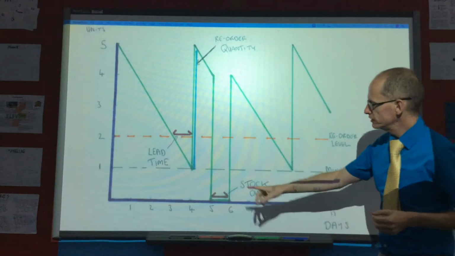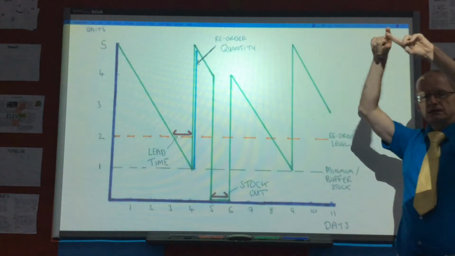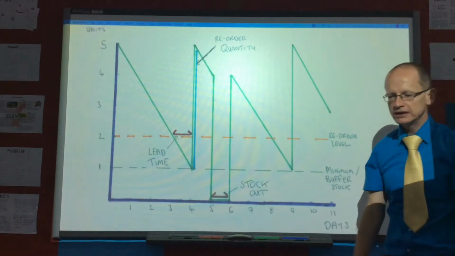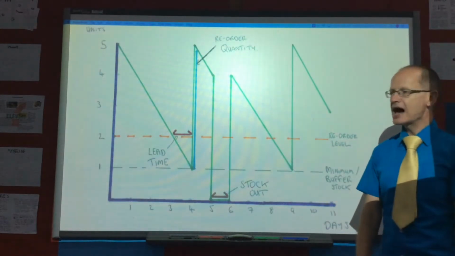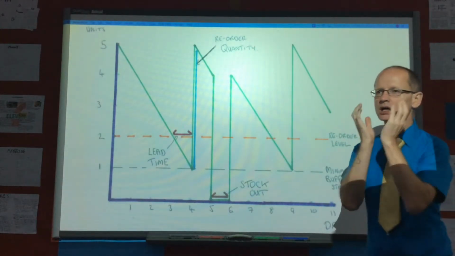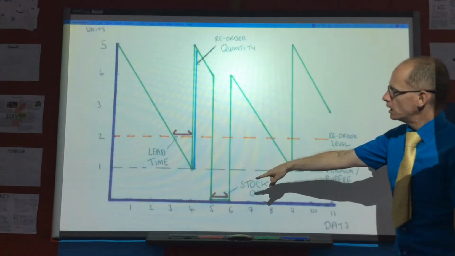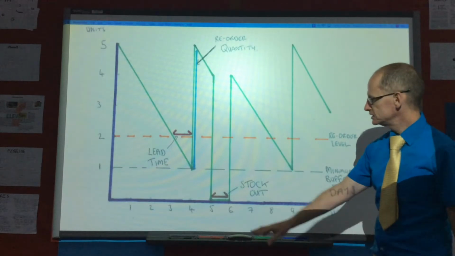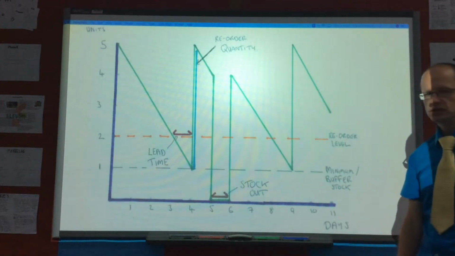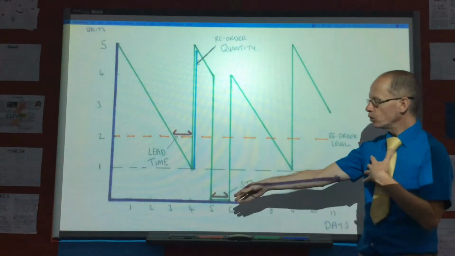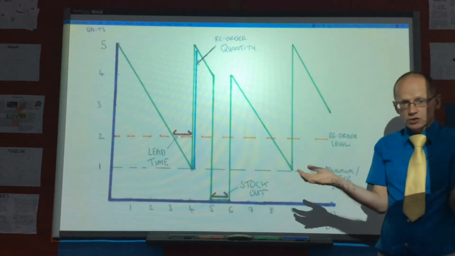Then at the start of the 5th day, it sells 1. And then, oh my gosh, at the start of the following day, a customer comes in and buys all of the stock. Obviously what that means is we have a stock out situation. And because it takes 1 day to receive the stock, that means for 1 day, the business has no stock.